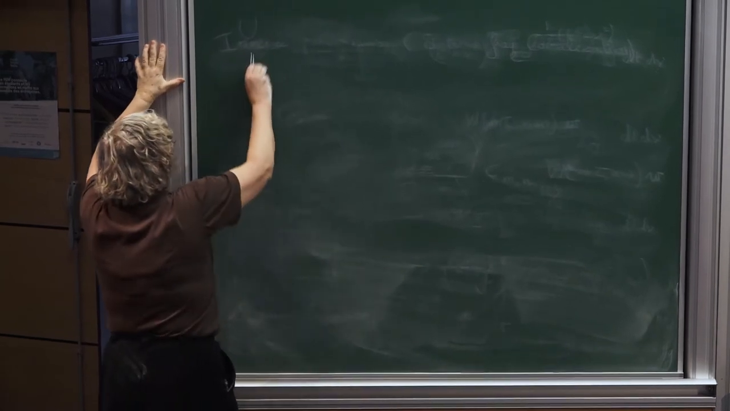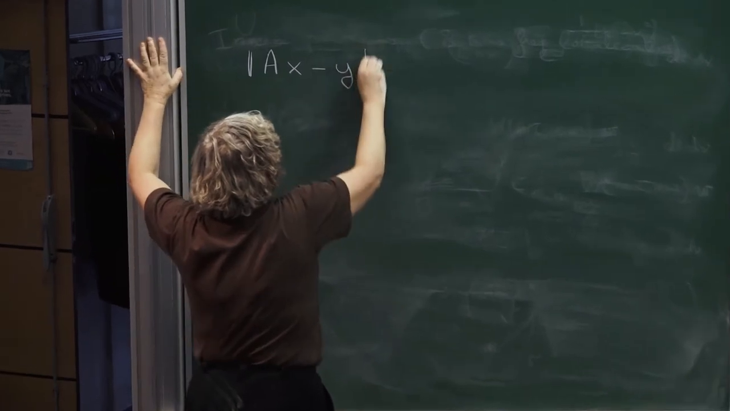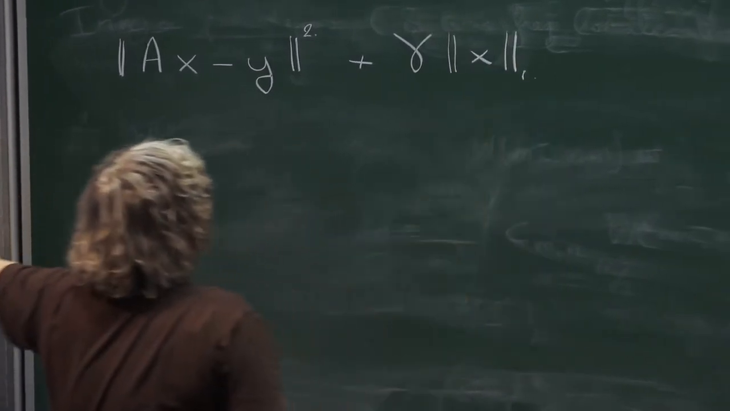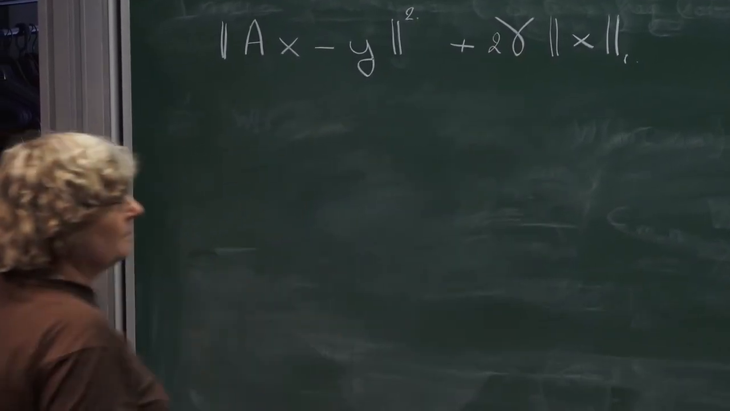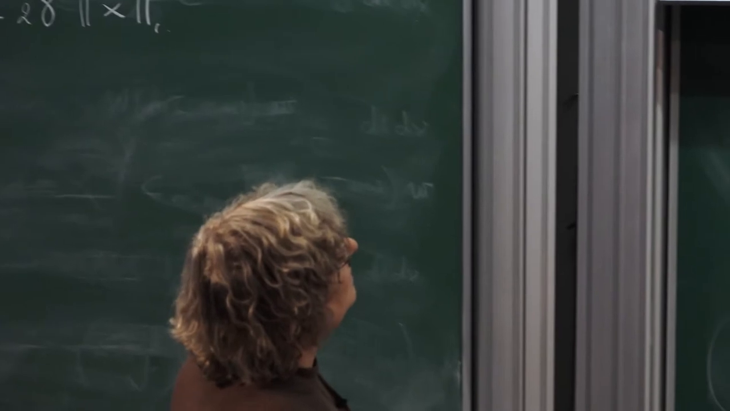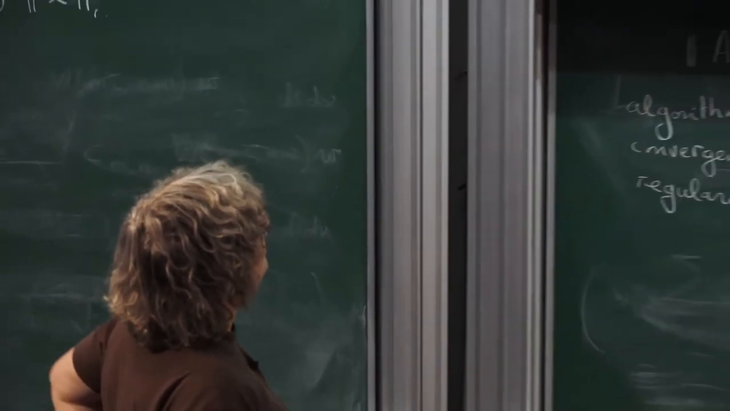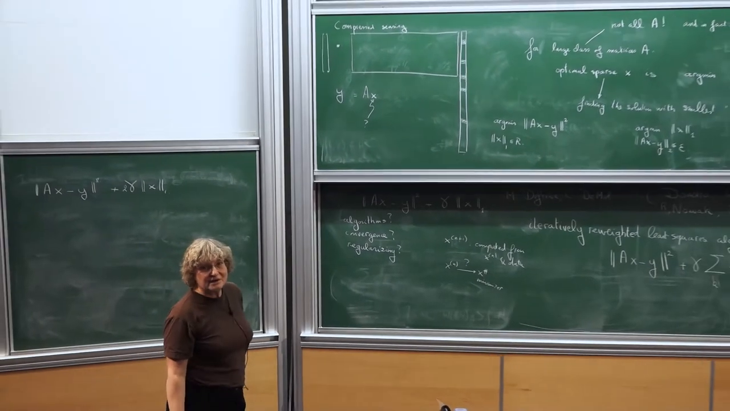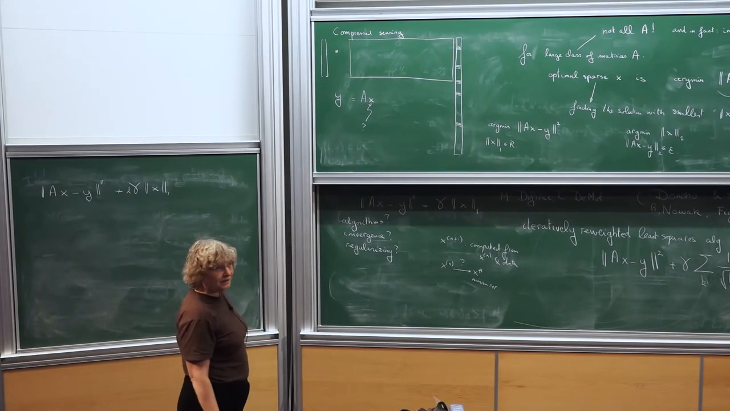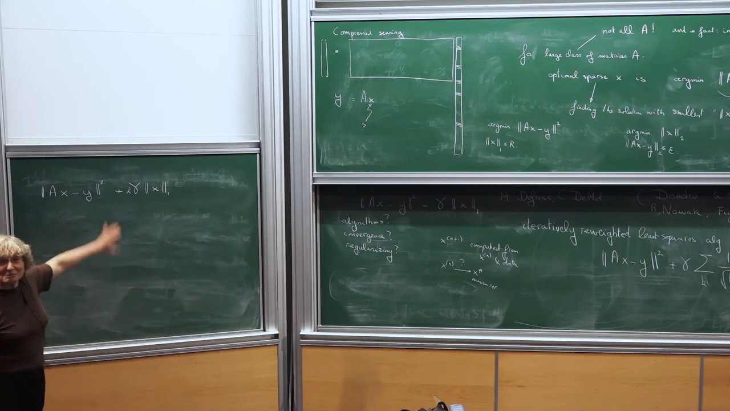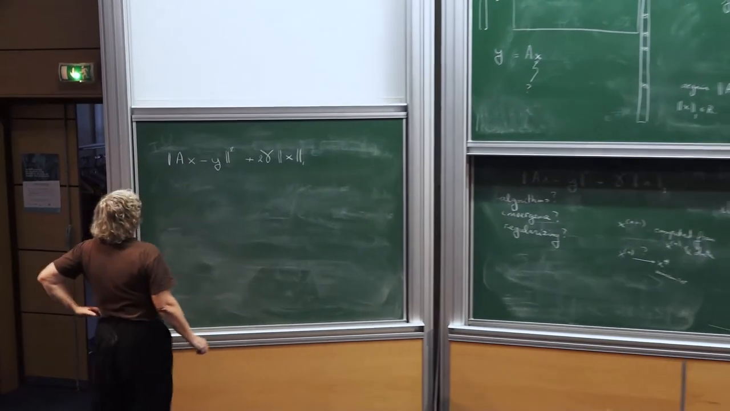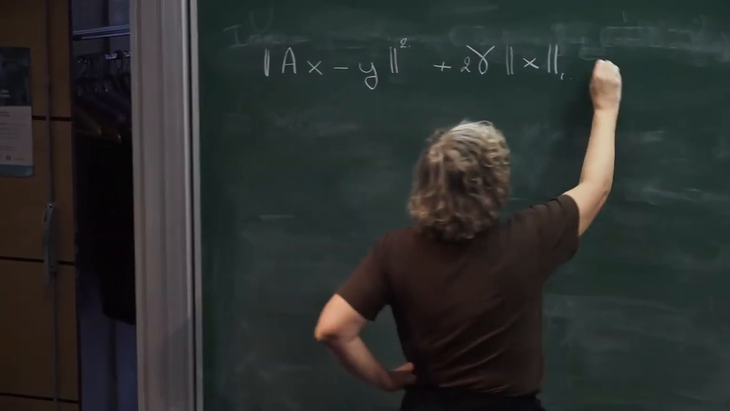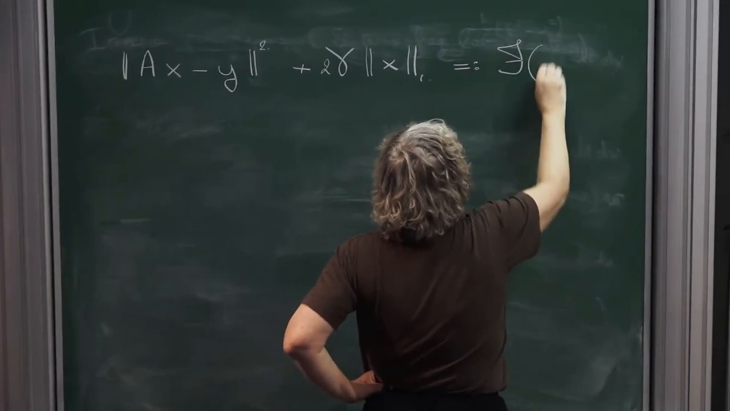So, if I want to look at the norm of Ax minus y squared plus gamma times the L1 norm of x. First of all, I like actually to put a 2 here, because in what I did up there, I now realize I forgot a factor 2. It should have been 2 cn minus fn plus tau equals 0. And so I should have thresholded tau over 2. It's because I had forgotten to put this factor 2 in there. So argmin of that. Let me define this as a functional of x.